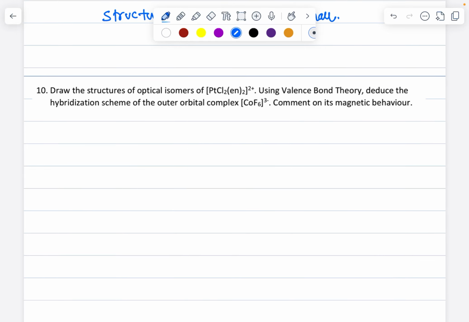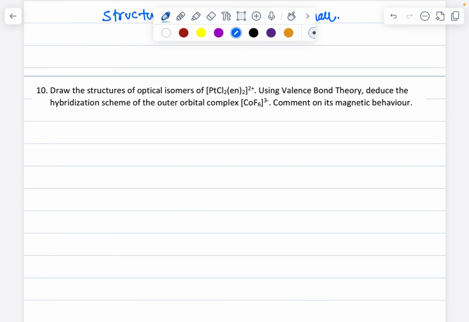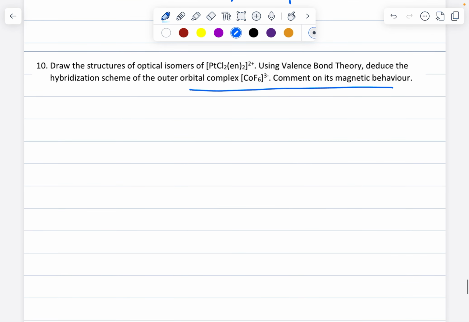Draw the structure of the optical isomer of the platinum complex. Deduce the hybridization scheme for the outer orbital complex. Comment on its magnetic behavior. So optical isomer means optically active. There are two possible isomers. I'll draw this again. This is like a similar example which I have done previously.